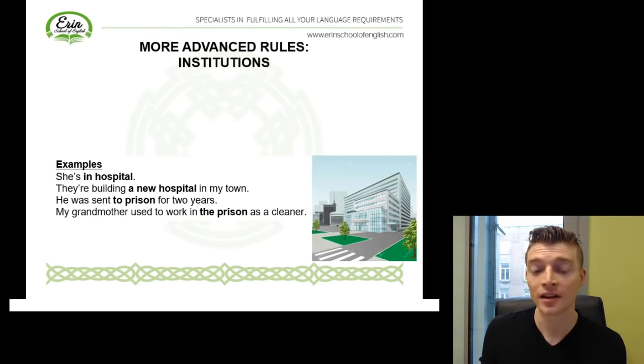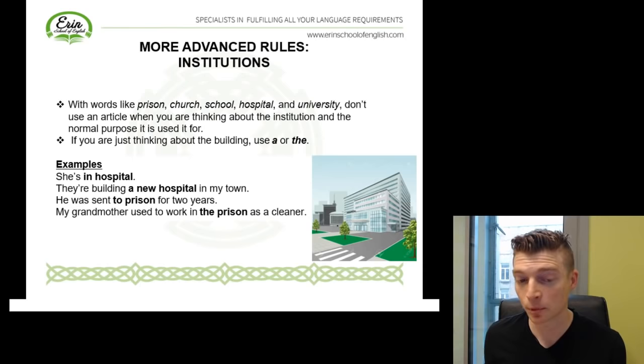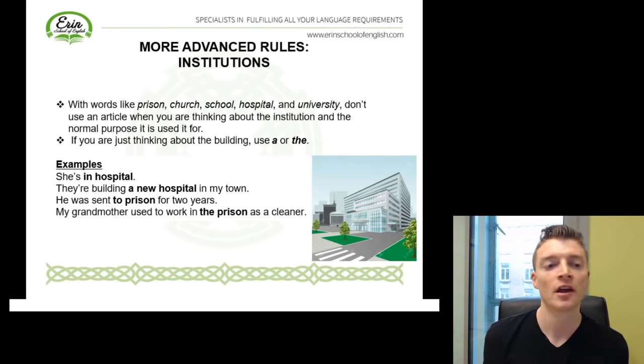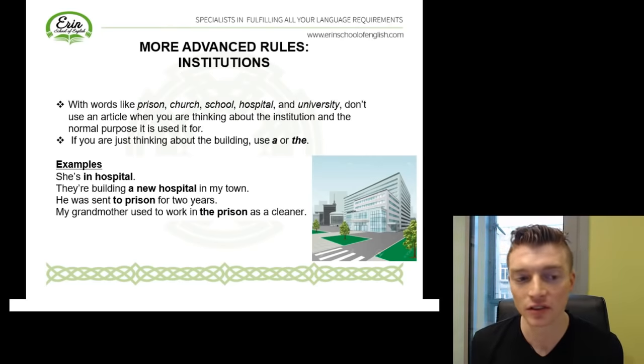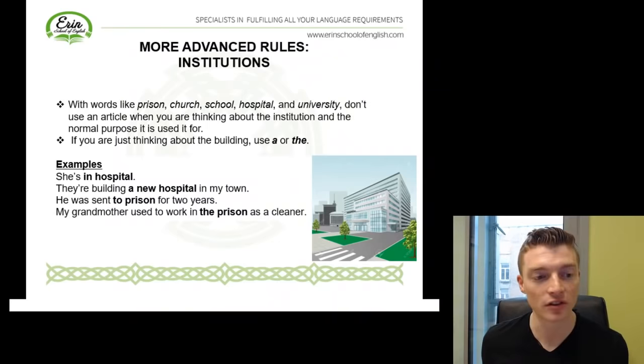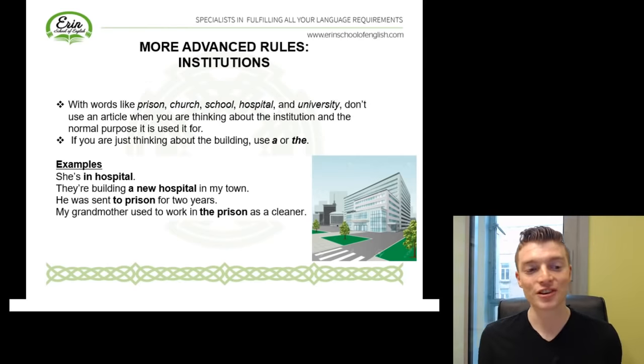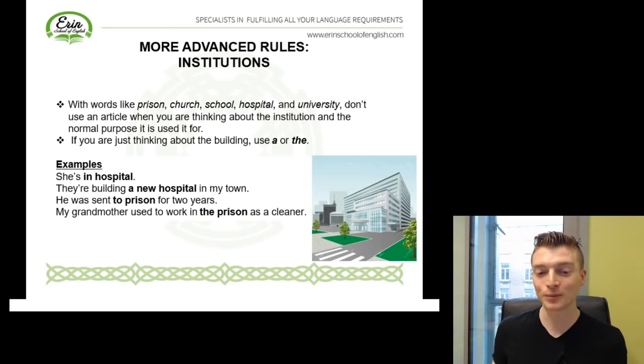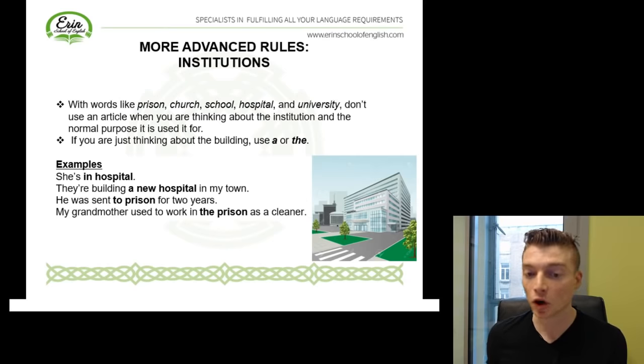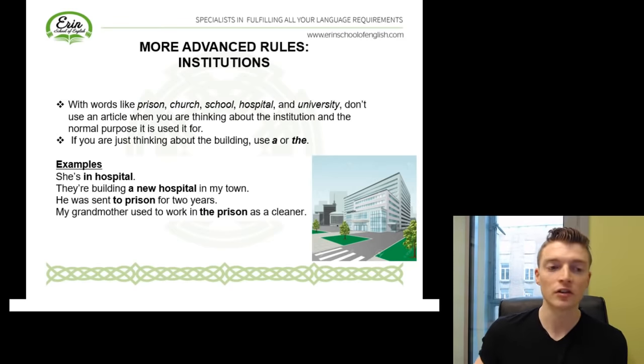Our final rule here is about institutions. So examples of institutions are words like prison, church, school, hospital, university. Now when we're talking about the institution and the normal purpose it is used for, we don't use an article. That's why in the first example here, she's in hospital. Now if somebody said this sentence, we would understand that she's probably not well. So here we're talking about the institution of hospital and the normal purpose it's used for. It's a place you go when you're sick so you can get better.